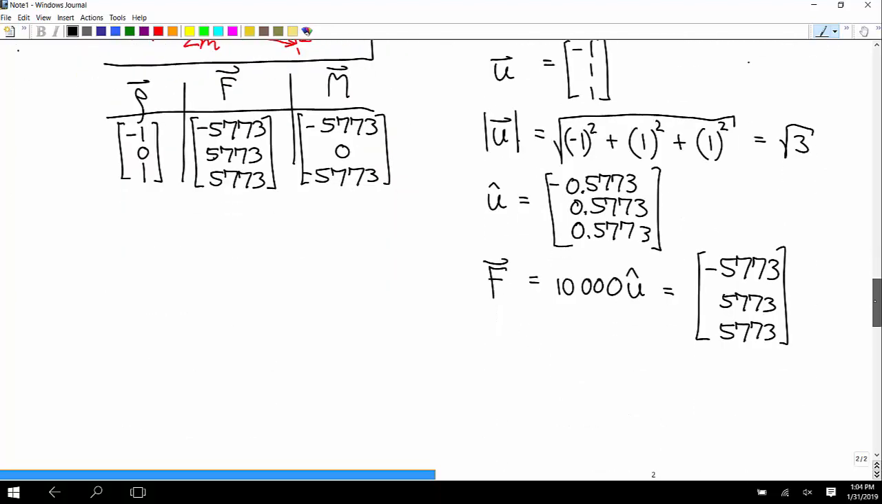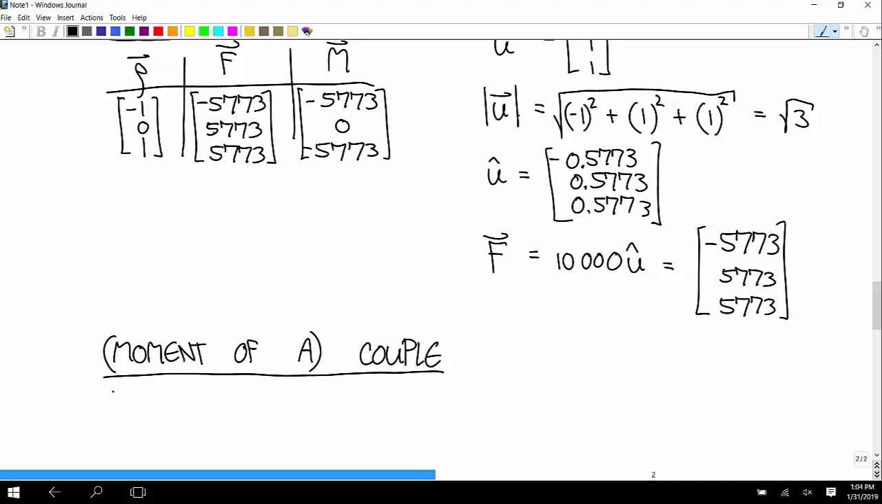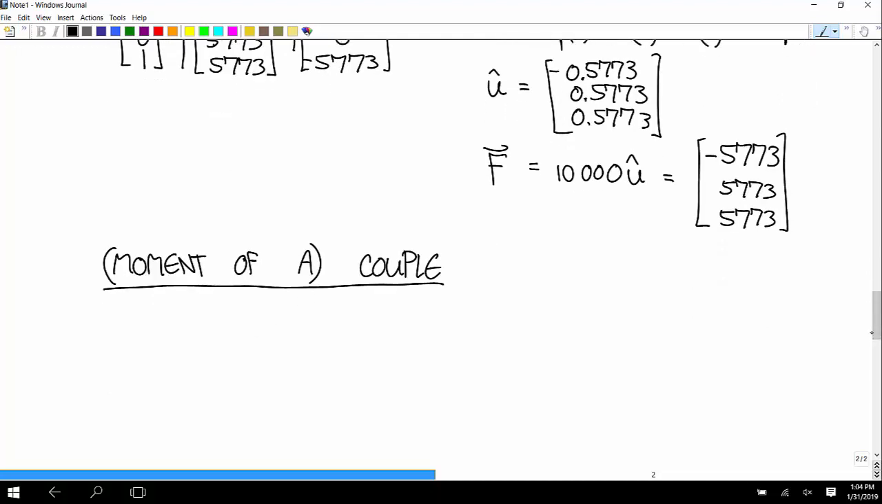Okay. So these are the moments of a force. Now we're going to talk about the moment of a couple. People usually just call it a couple. But there's something special about a case where you have two forces that are equal in magnitude and opposite in direction, acting at some distance apart from each other.